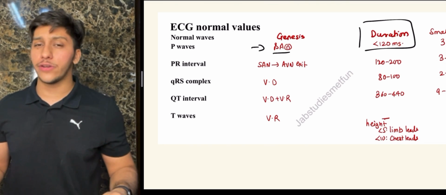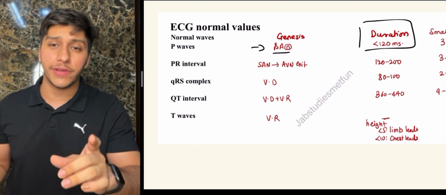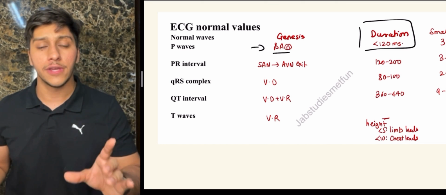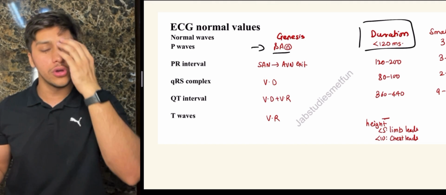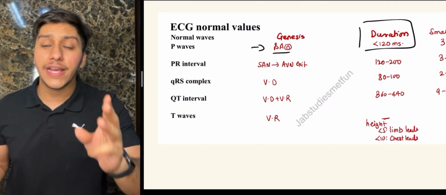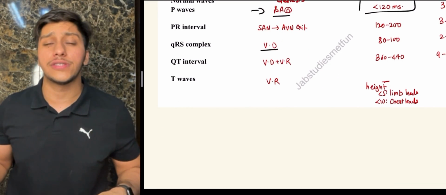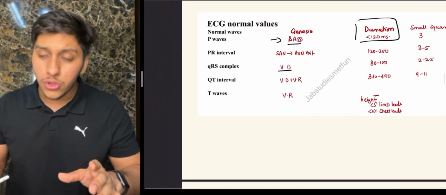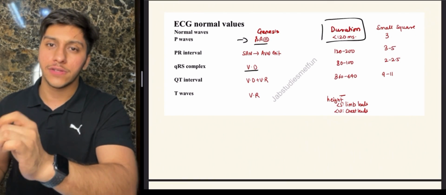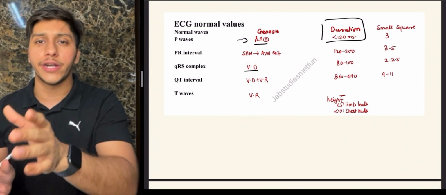Next is the PR interval. The PR interval signifies AV nodal conduction. Remember, the PR interval range is between 3 to 5 small boxes, which means 120 milliseconds to 200 milliseconds. The next is the QRS complex, which signifies ventricular depolarization. The value is between 2 to 2.5 small boxes. Duration wise, it is going to be 80 to 100 milliseconds.